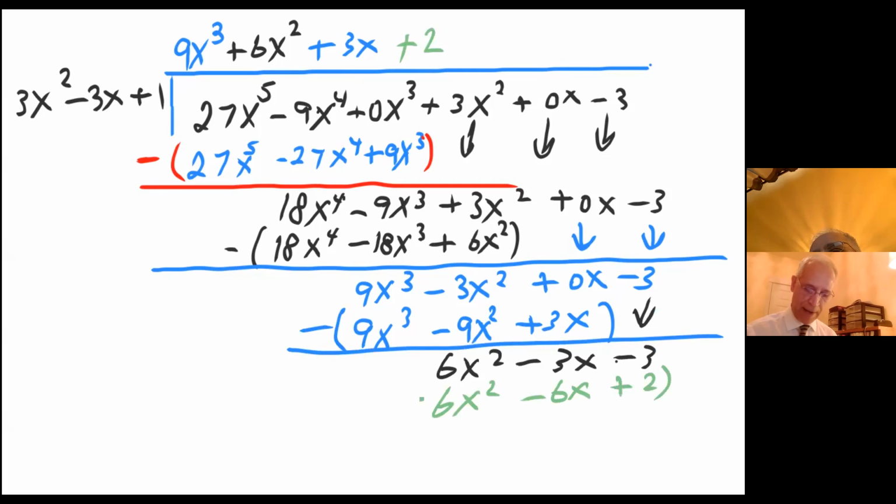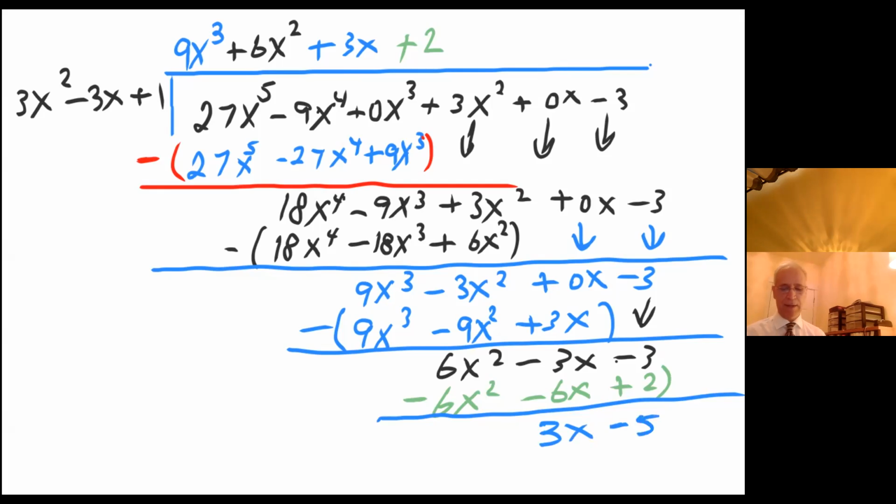I'm going to have to subtract this. And the remainder is going to be nothing here. So I have positive 6x minus 3x gives me positive 3x. Negative times 2 is negative 2. Minus 3 gives me minus 5. And here is my remainder.